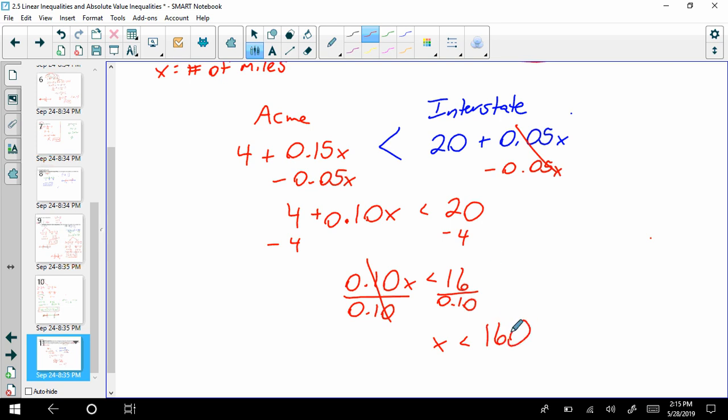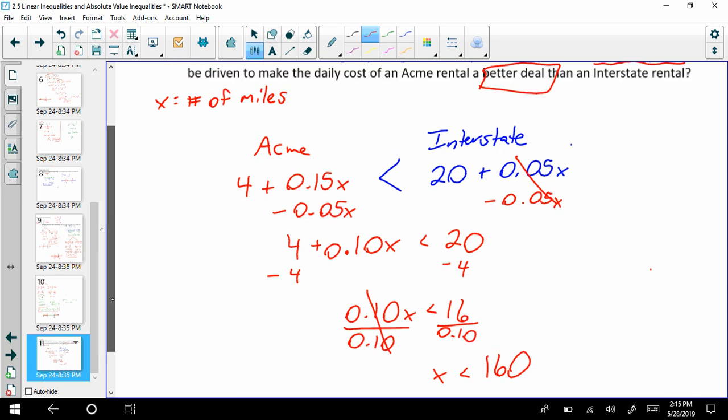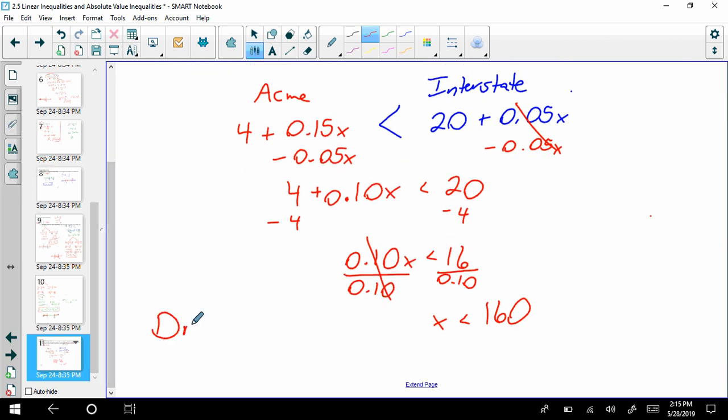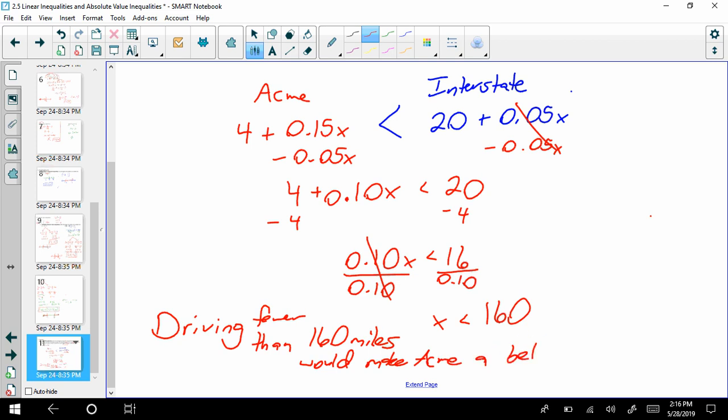So again, I'd want you to tell me, what does this mean? Well, they were asking how many miles for the better deal. This would represent driving fewer than 160 miles would make Acme a better deal. As soon as I drive over 160, then it's no longer a better deal. But anything under 160, I would want to go with that.